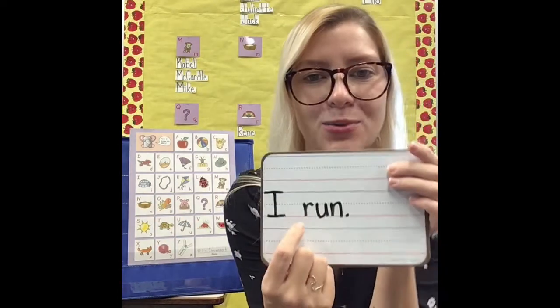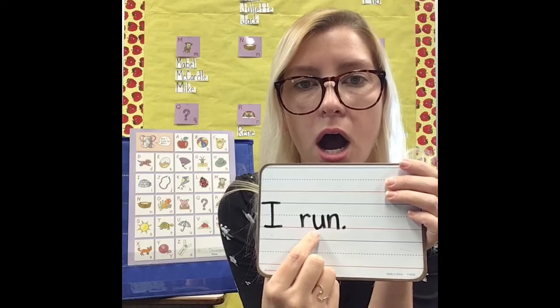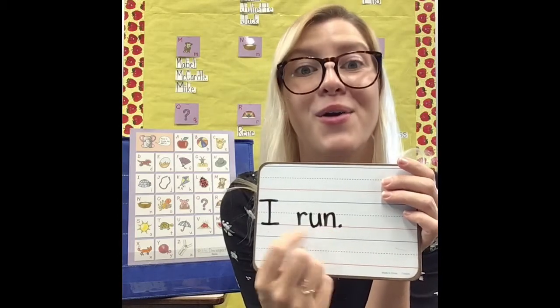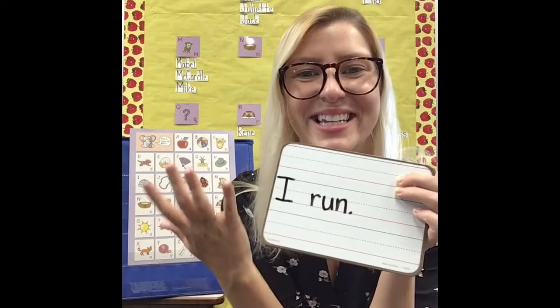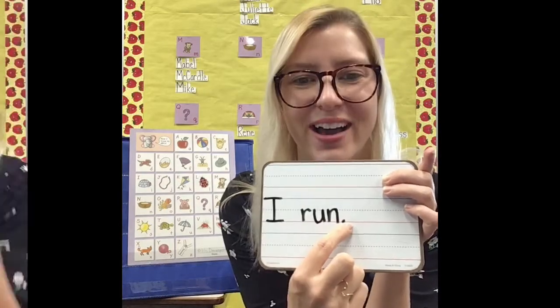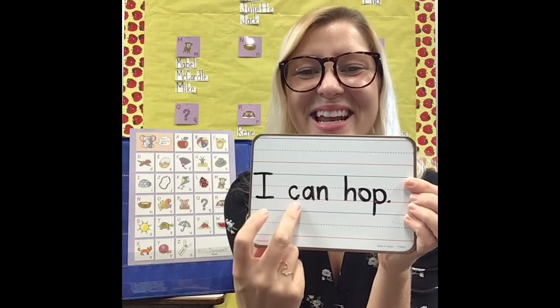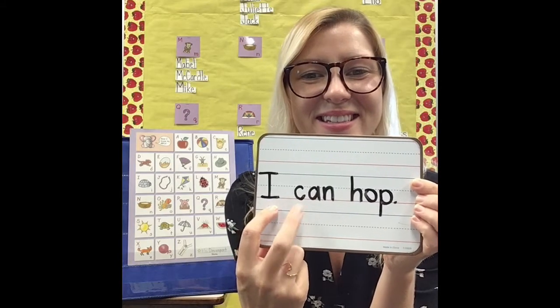So the sounds in this word are R, U, N. Let's put it together slowly to hear the word. Run. Now we can read the sentence. I run. Can you read this sentence with me? I already know that it has two sight words.